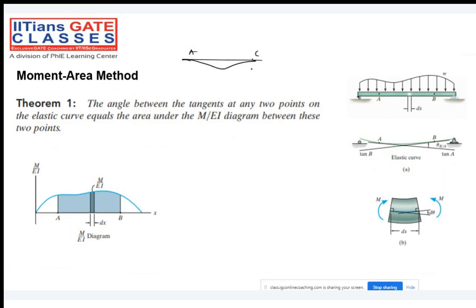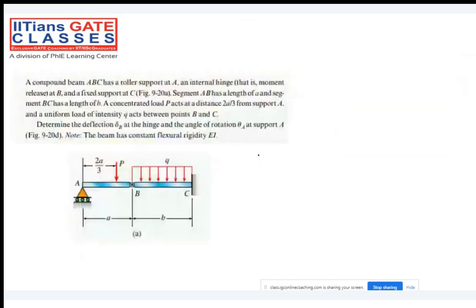Draw the tangent at both the points. At C and A, that will become a horizontal line, so there is 0 angle between the tangents. If theta C with respect to A is equal to 0, that means we are measuring with respect to the tangent drawn from the other point. This is the tangent at A, this is the tangent at C. Both are 0 itself. The M by EI area will also be 0. Getting my point? Tell me, guys.